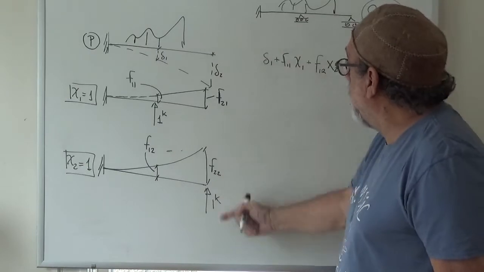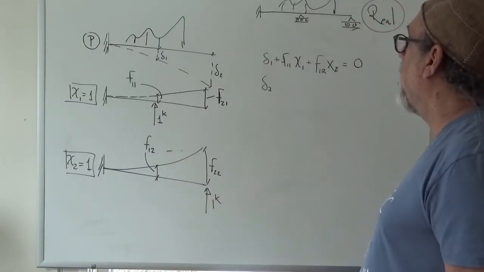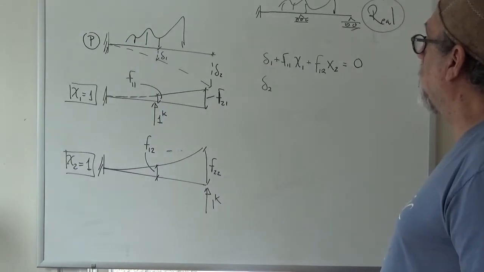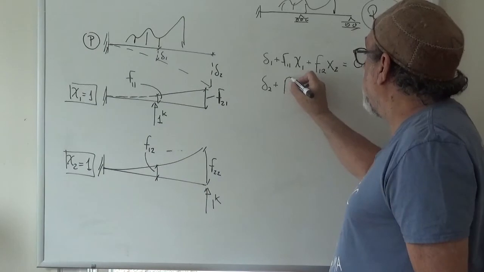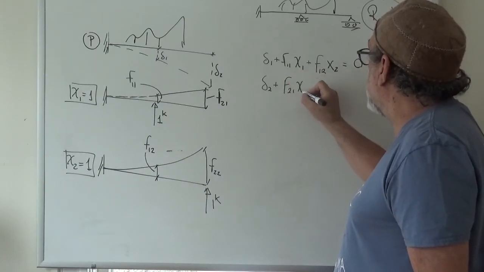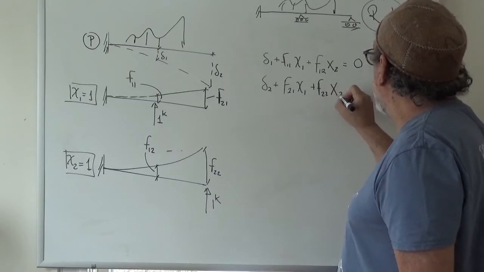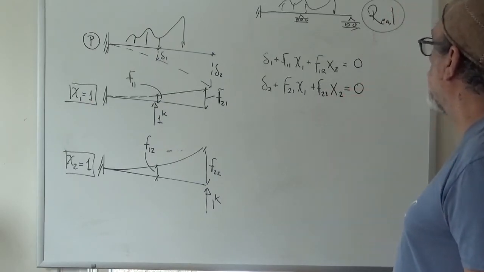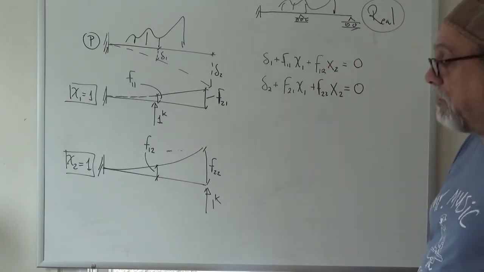Now we look at the other point and we say, okay, delta 2 is how much it deforms on the primary structure without those redundants. We have f21 times x1, and we have f22 times x2, and that must be 0 also, right? So we have two equations with two unknowns, and we should be able to solve them.